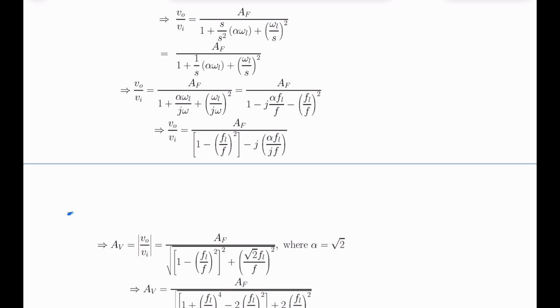So this is equal to AF upon 1 plus alpha omega L upon... S is equal to j omega, so we write here j omega. This is omega L upon j omega whole square. So this is equal to AF upon 1 minus j, because j square is minus 1. We have 1 upon j, so this can be written as minus j square upon j, isn't it? So this is minus j. So we write here minus j alpha Fl upon F minus Fl upon F whole square. So V naught upon Vi comes out to be AF upon 1 minus Fl upon F whole square minus j into alpha Fl upon F.